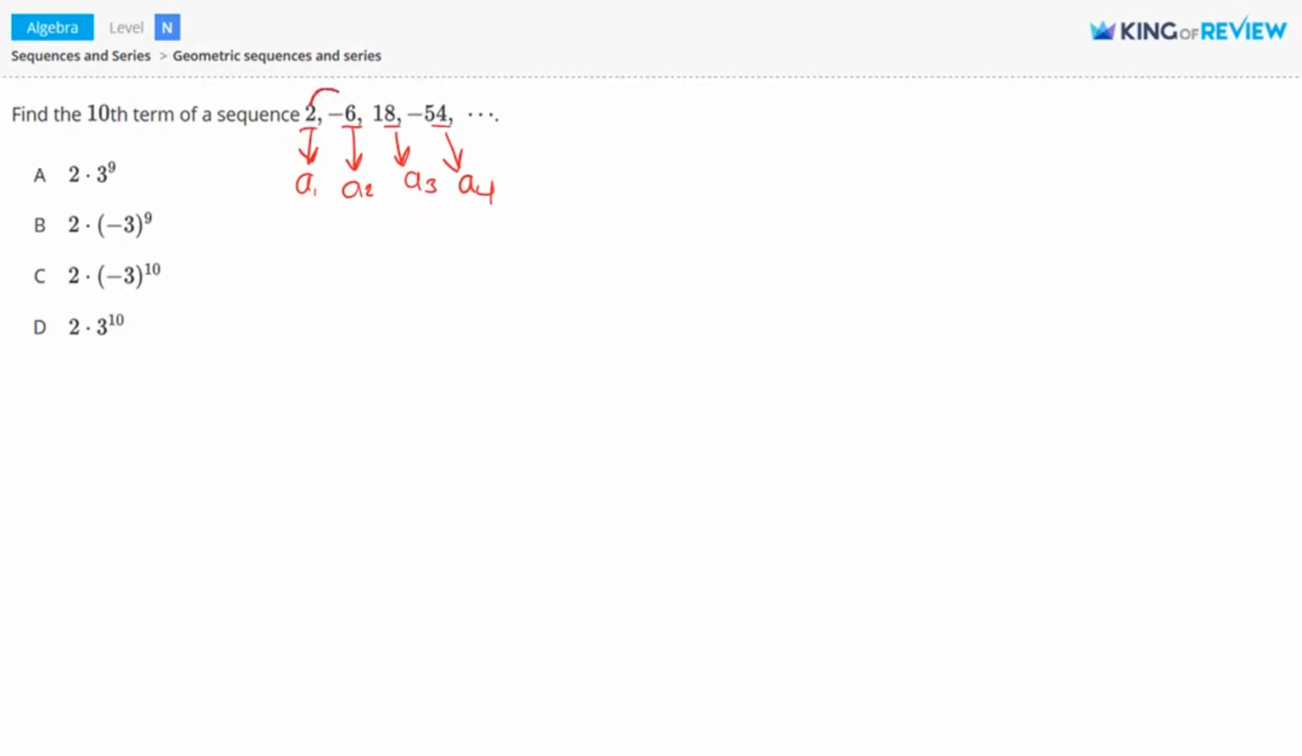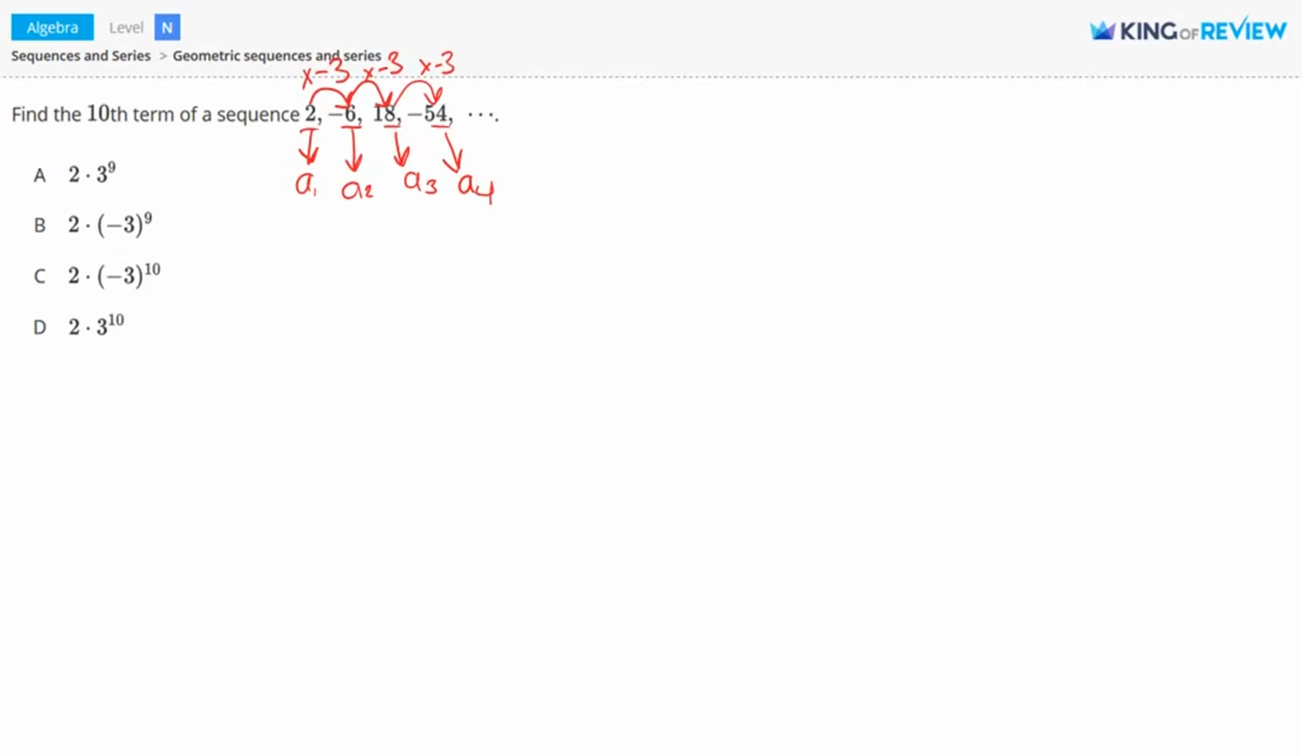So how do we get from 2 to -6? Well, we multiply by -3. And how do you get from -6 to 18? Again, you multiply by -3. You can see a pattern here. To get to the next term, you multiply the previous term by -3. So to get from 18 to -54, you multiply by -3. So -3 is the common ratio. So we are indeed dealing with a geometric sequence here.